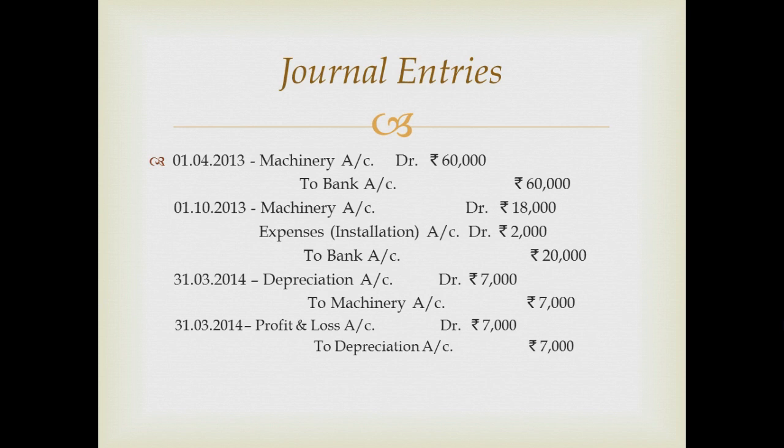The journal entries. 1st April 2013, machinery account debit to bank account Rs 60,000. 1st October 2013, machinery account debit 18,000 rupees, expenses account debit 2,000 rupees to bank account 20,000. 31st March 2014, we have depreciation account debit Rs 7,000 to machinery account Rs 7,000, and finally on the 31st of March 2014, profit and loss account debit Rs 7,000 to depreciation account Rs 7,000.